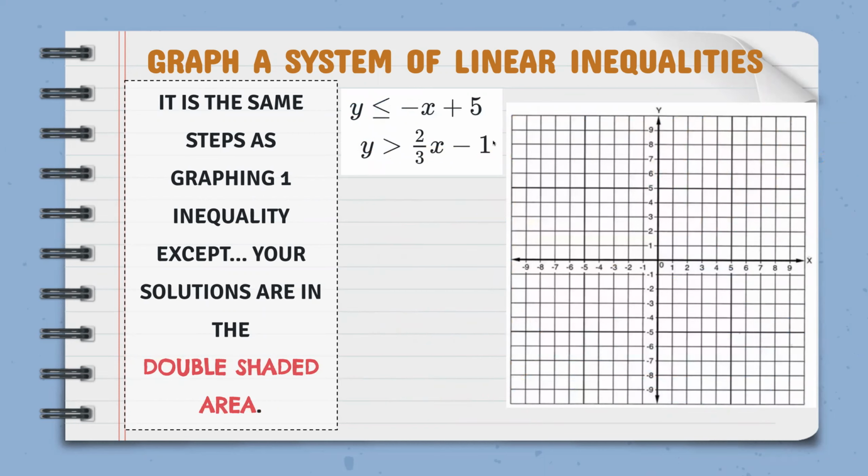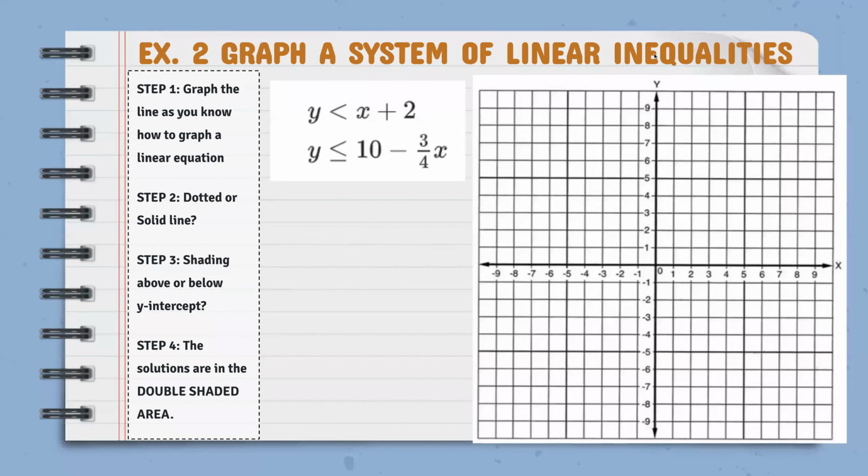Let's try again. y is less than x plus 2, y is less than or equal to 10 minus 3/4 x. Let's go ahead and start maybe with this one. I can still use yellow. Hopefully we can see that. I'm going to start at 2, and my slope, my coefficient of x, is just 1. So instead of going up by 1s, I'm going to go up by 2s right here. Down 2 over 2.